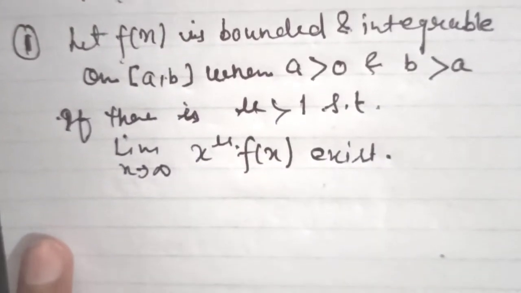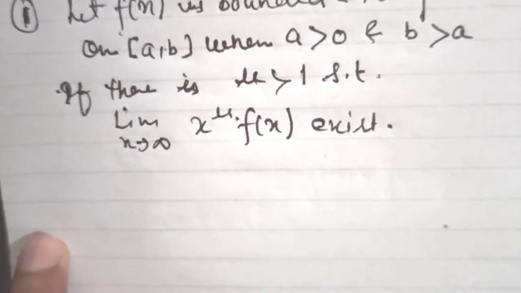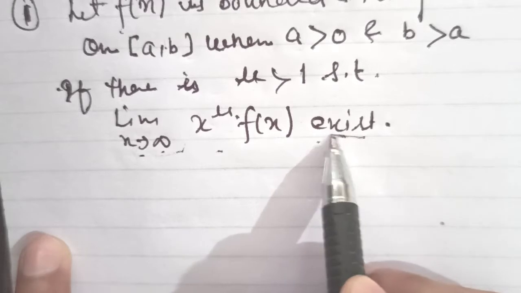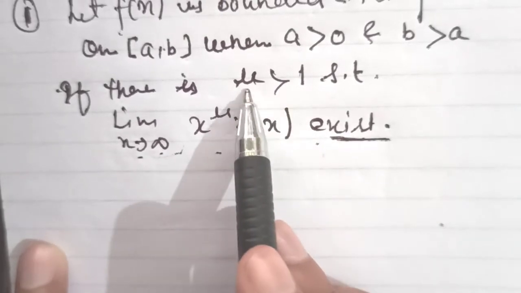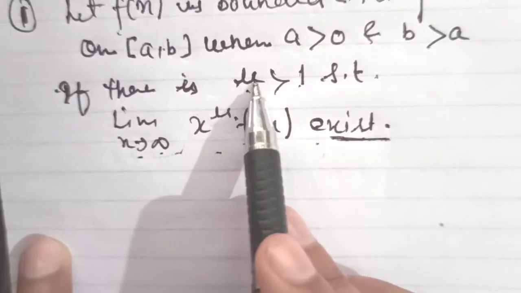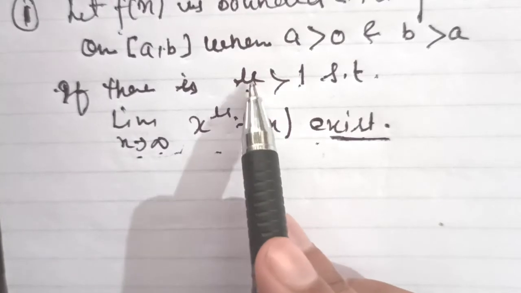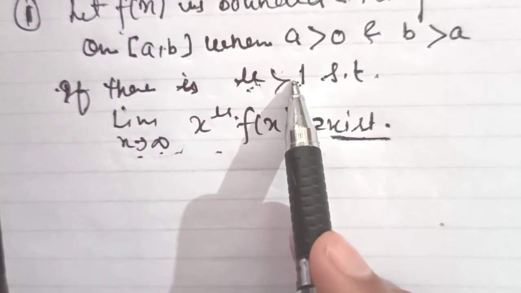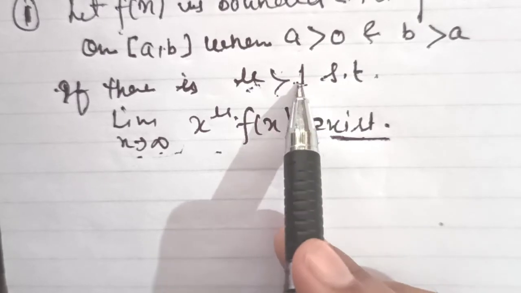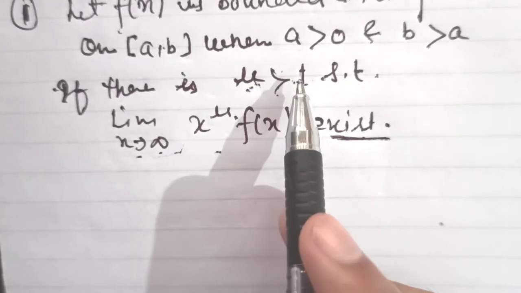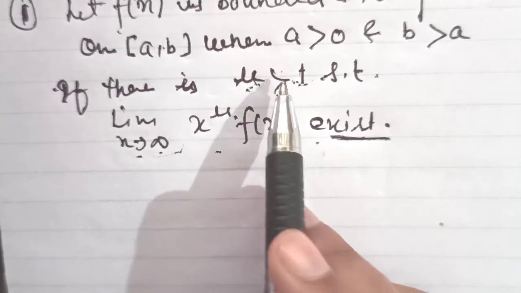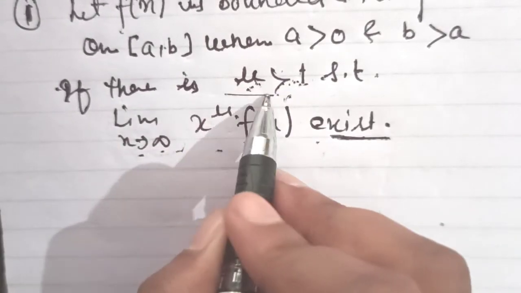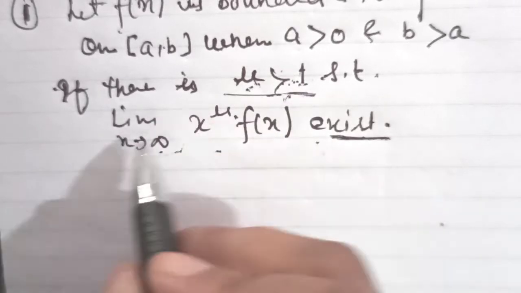So to prove that the function is convergent, the limit as x tends to infinity of x to the power mu into f(x) should exist, and the value of mu should be greater than 1. In this test we have to choose the value of mu. When you choose a value greater than 1, then you can say that the function is convergent. And what is the condition if mu is less than 1? Let's understand how mu less than 1 gives the condition for divergence.